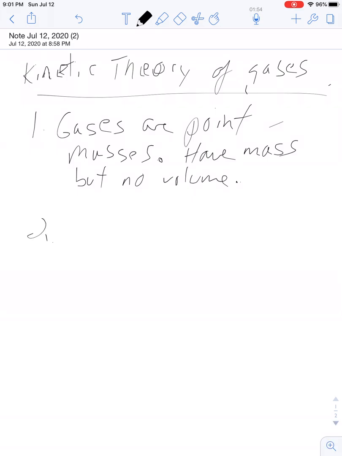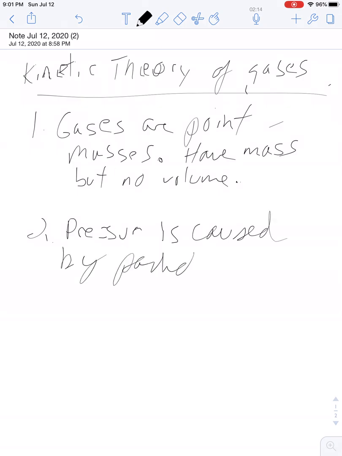The second point is that pressure is caused by particles colliding with the wall. So that is not an assumption. That's what actually causes pressure, the gas particles striking the wall.